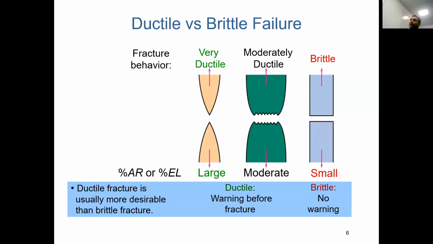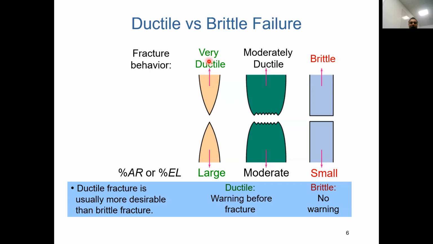Now, how does ductile versus brittle failure look? This first one, the yellow one, is a very ductile failure. This is a super ductile failure. The second one is a moderate ductile failure. The third one is a brittle failure. This percentage AR means percentage area reduction, and this percentage EL means percentage elongation. So we have percentage area reduction and percentage elongation.